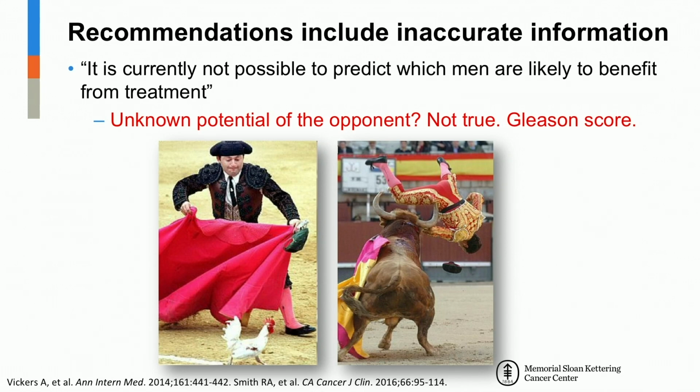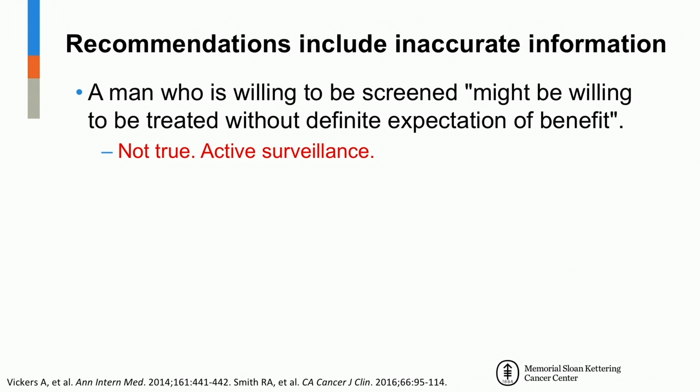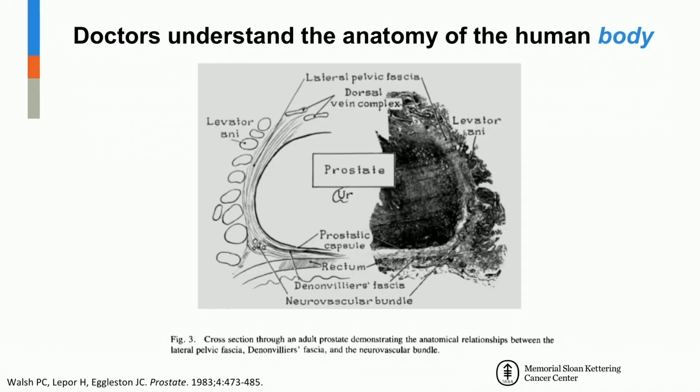I've also seen a lot of inaccurate information in these decision aids. One of them said, "It is currently not possible to predict which men are likely to benefit from treatment." I mean, it's as if there is this unknown potential of the opponent, but that's not true. We have the Gleason score. We know perfectly well which tumors are aggressive and which ones are not. Another one said, "A man who's willing to be screened might be willing to be treated without definite expectation of benefit." And that's not true either, because there is this whole concept of active surveillance. So there's a lot of misinformation out there and a lot of information in these decision aids.